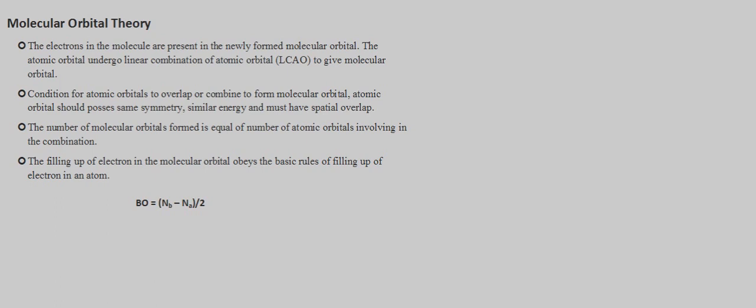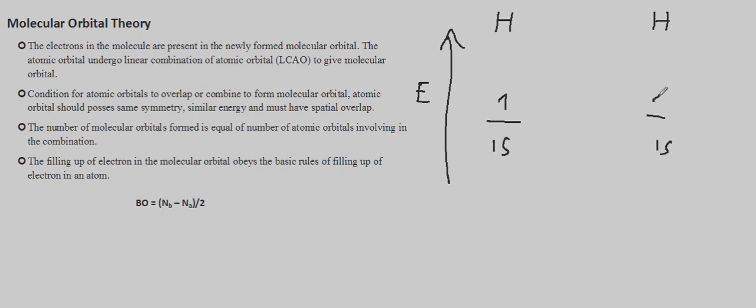And the filling up of electrons in the molecular orbitals obeys the same principles we adopt to write the electronic configuration of an atom. So let us see how to draw the molecular orbital diagram with a simple example of the hydrogen molecule. I'll explain how to draw it. Step 1 is to mark the energy axis first, then hydrogen. We know that there is only one orbital in hydrogen. It is 1s, and each of them has one electron.